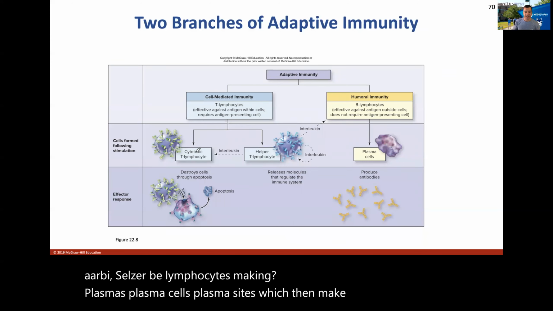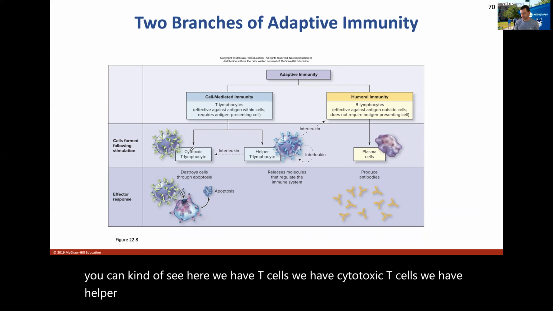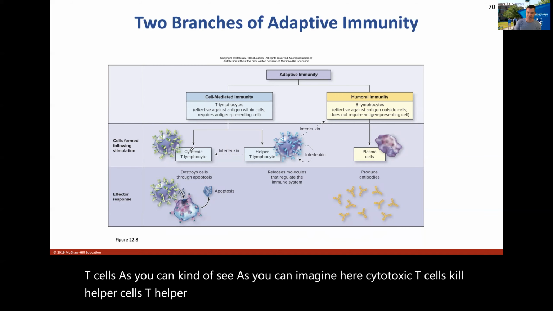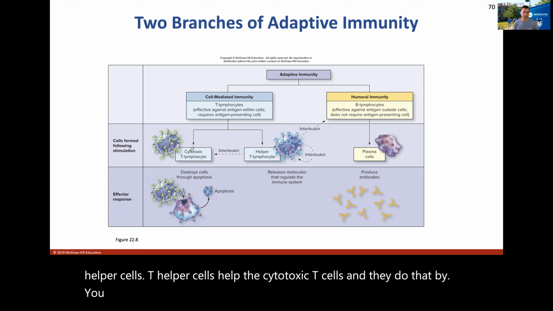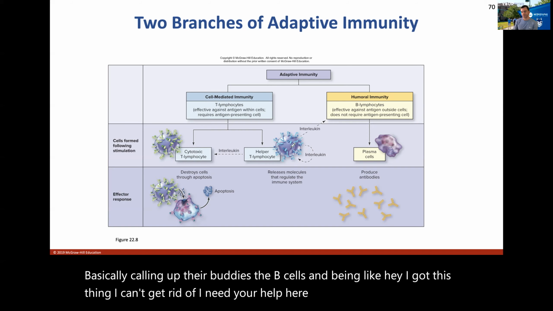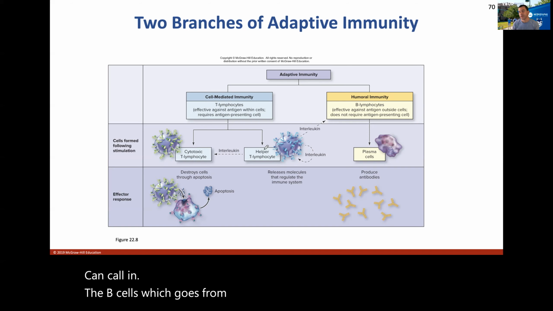As you can kind of see here, we have T cells, we have cytotoxic T cells, we have helper T cells, we have T cell regulators. We have a lot of different types of T cells. As you can imagine, cytotoxic T cells kill, and T helper cells help the cytotoxic T cells. They do that by basically calling up their buddies, the B cells, and being like, hey, I got this thing I can't get rid of. I need your help here. So T helper cells can call in the B cells, which goes from cell-mediated immunity to antibody-mediated immunity. And the body can easily switch back and forth between those two.